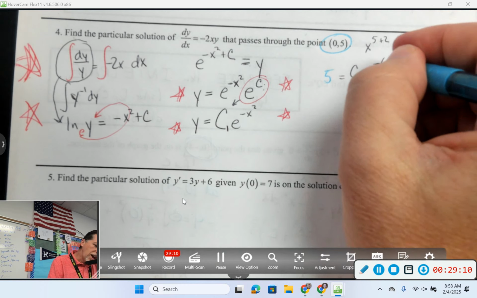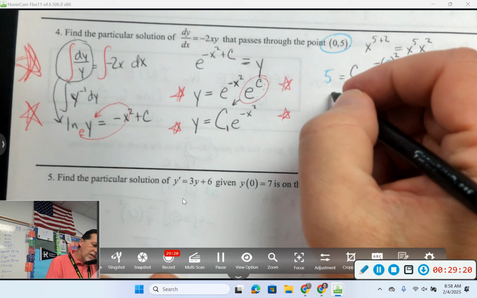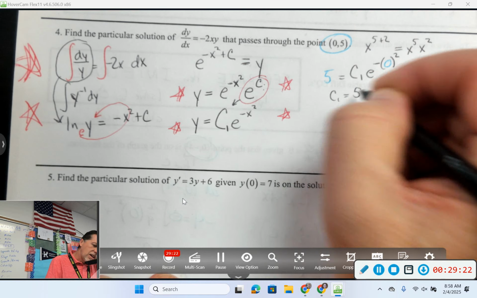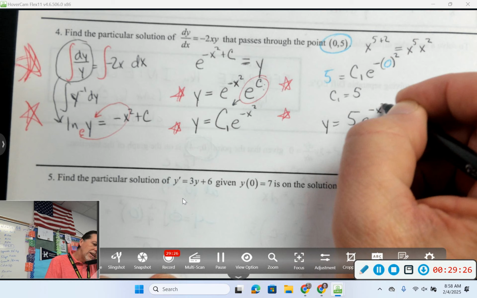Zero goes in for x. They did us a favor here. What's e to the 0? 1. So c is 5. So y equals 5 e to the negative x squared.